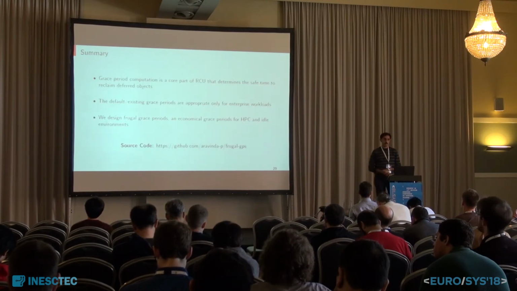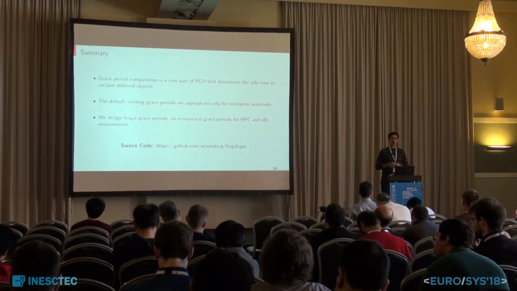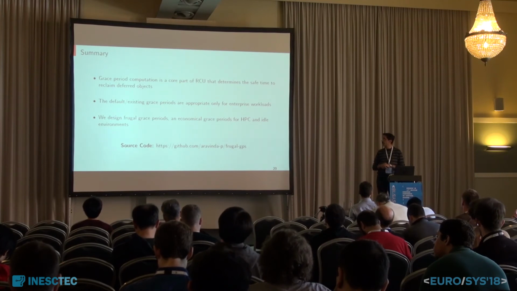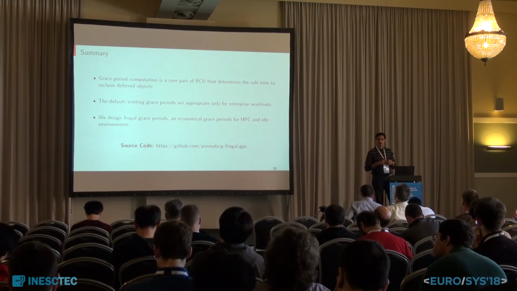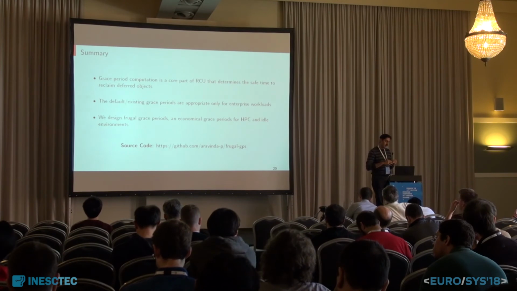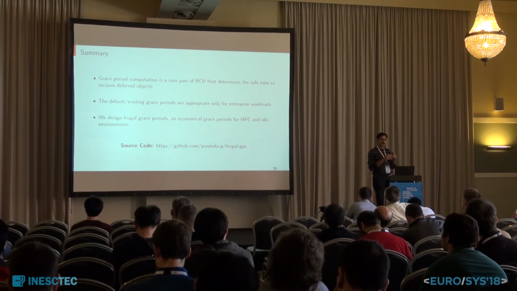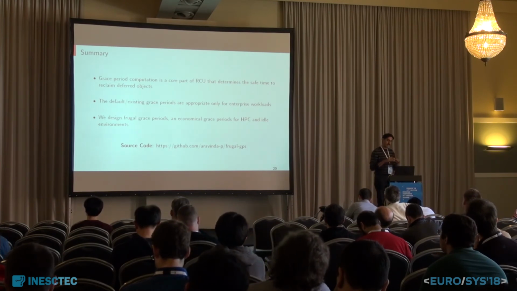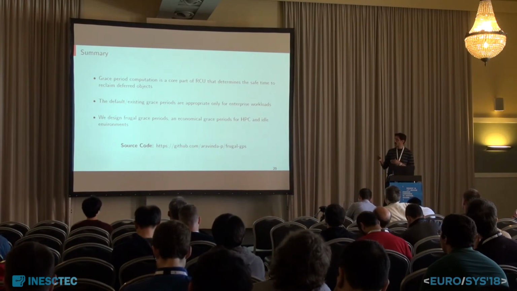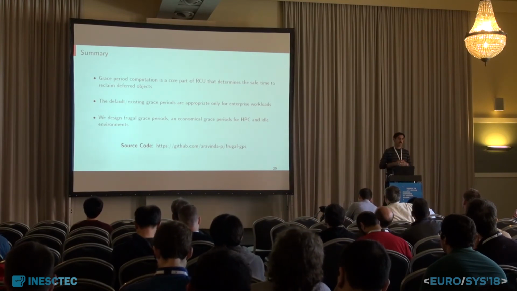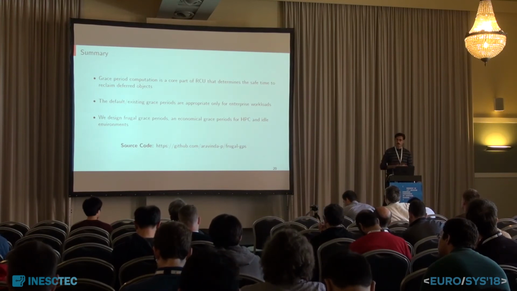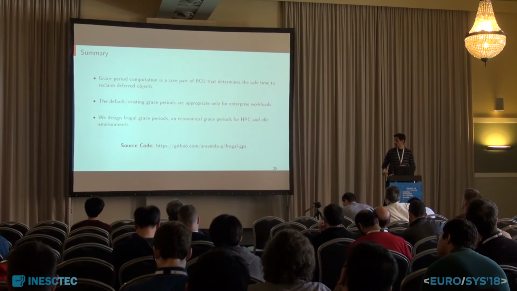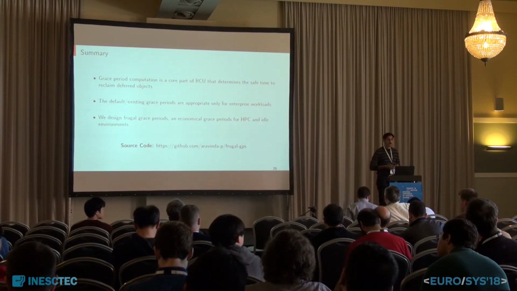To summarize, grace periods are the critical component of RCU, and they determine the safe time to reclaim the deferred objects. The default grace period computation employed in the Linux kernel will work fine only for enterprise workloads. What we propose is frugal grace periods that are optimized for HPC and idle environments. The source code is available on GitHub, for both the hint-based and heuristic-based techniques.